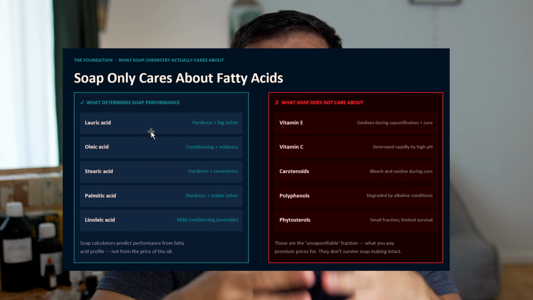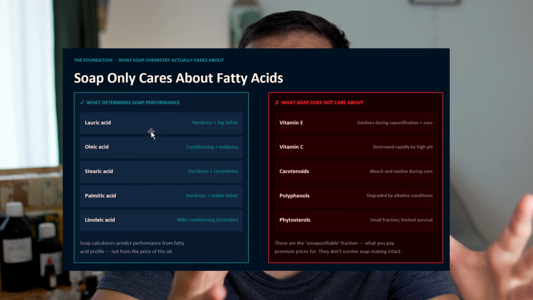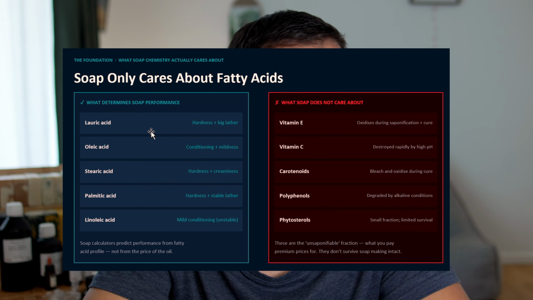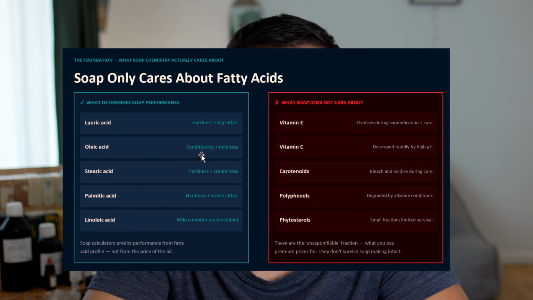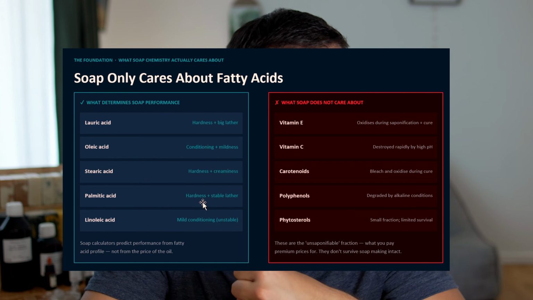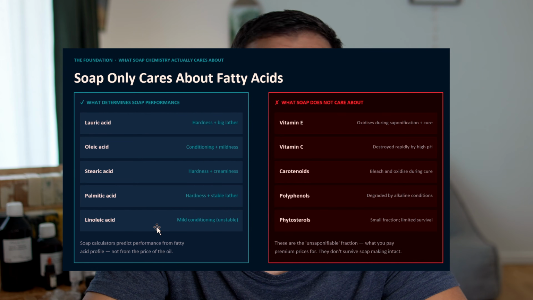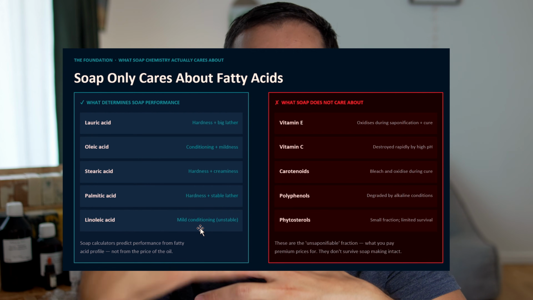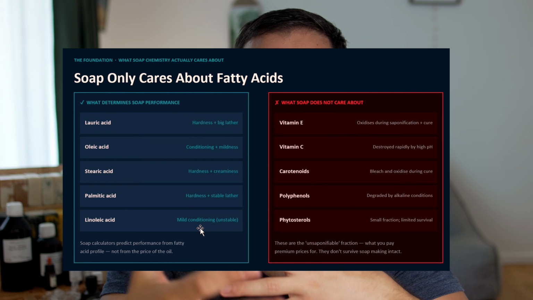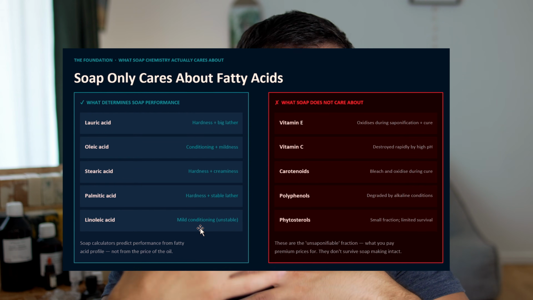Coconut oil, babassu oil, palm kernel oil, they are all the reason why we have a lot of bubbles in soap. Oleic acid leads to conditioning, stearic acid leads to creaminess, palmitic acid leads to a more stable lather, and linoleic acid leads to conditioning, but it's a more unstable acid because it also oxidizes very fast and leads to the so-called dreaded orange spots.